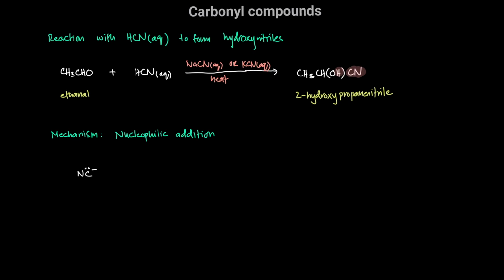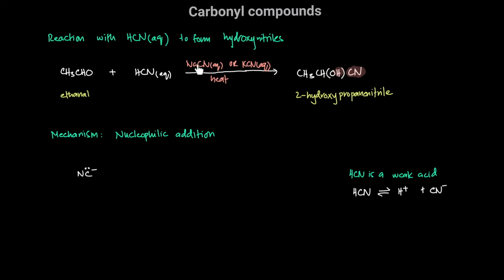So if you look at HCN, HCN is a weak acid. And when we say something is a weak acid, we mean that it ionizes partially to form H plus ions. So HCN is a weak acid that ionizes partially to form H plus ions and CN minus ions.